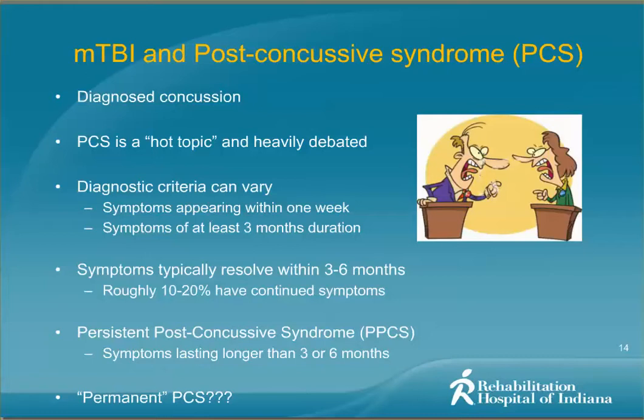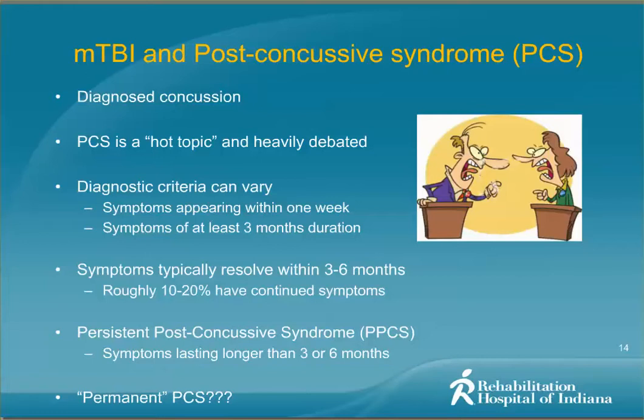When it comes to discussing post-concussive syndrome, in the literature and then even in conferences that we attend on brain injury now, it's still a heavily debated topic. The diagnostic criteria widely varies. They say that symptoms have to appear within 1 week, whereas I just read to you that symptoms have to appear within 4 weeks. Other people will say that, well, you can't really diagnose it until the symptoms have been present for at least 3 months. So very wide-ranging.